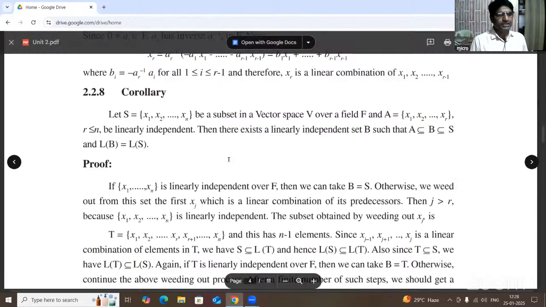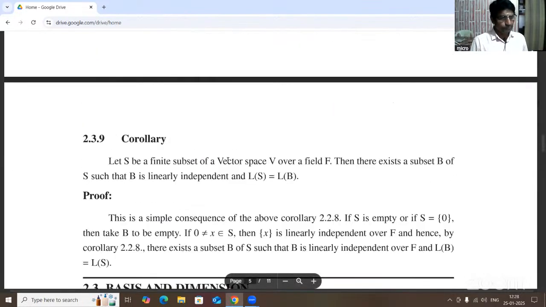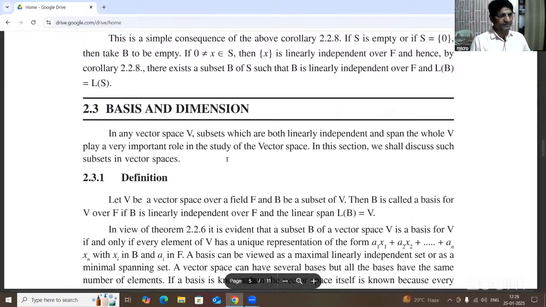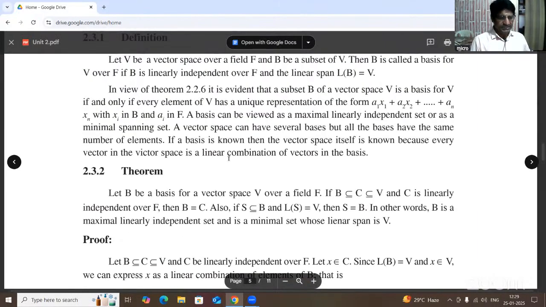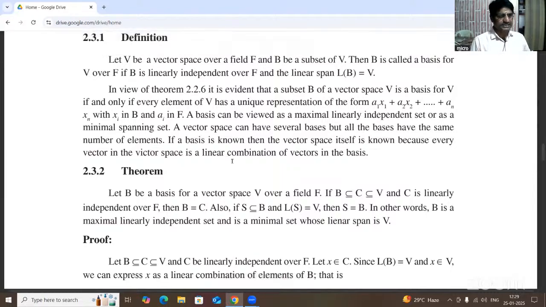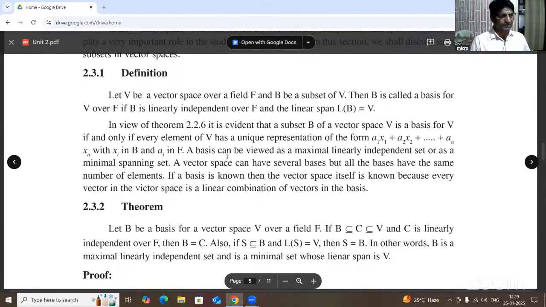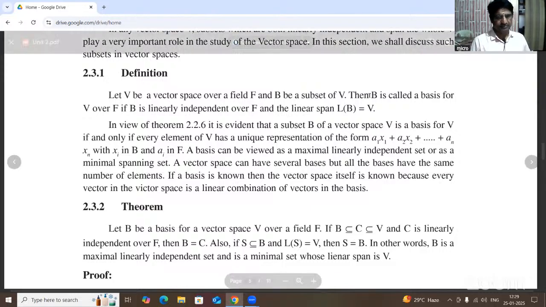Now, please note down another one. What is the basis of a vector space? Already, we will discuss this concept of the basis of a vector space. So, given a subset of the vector space that is linearly independent.